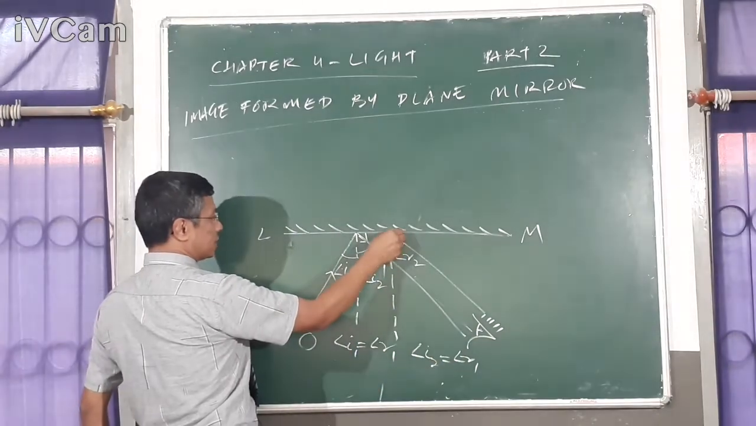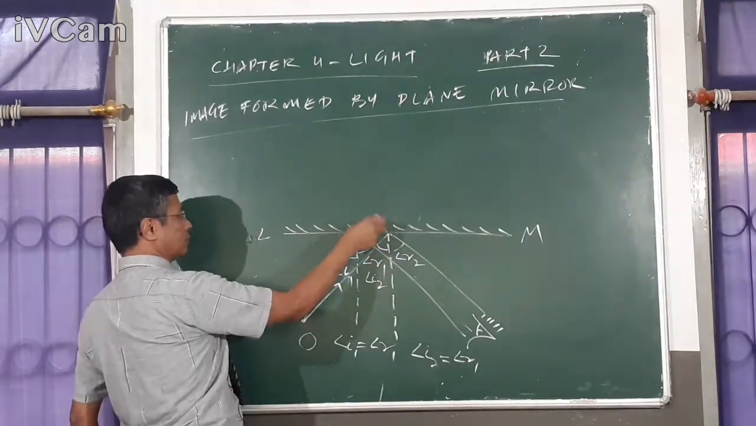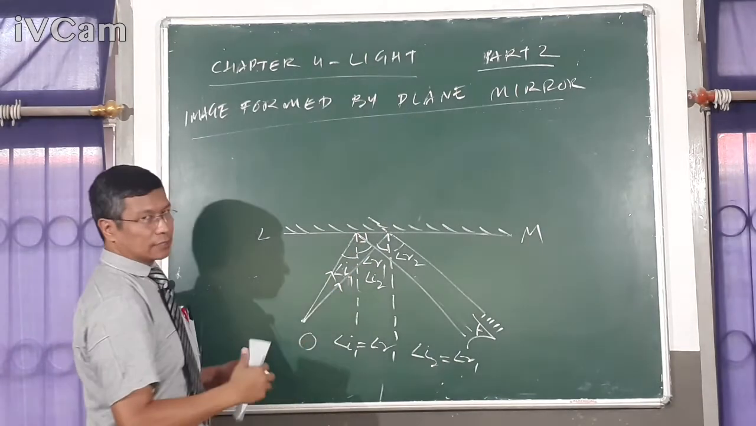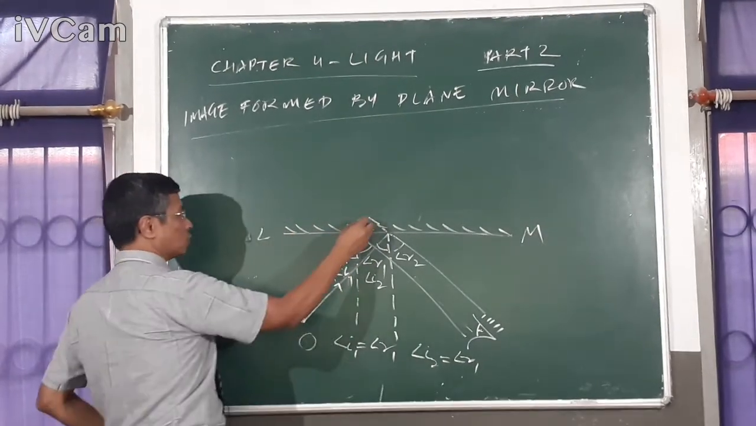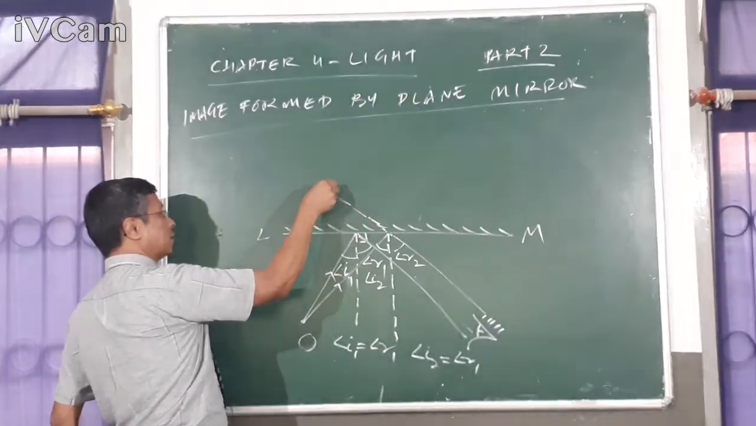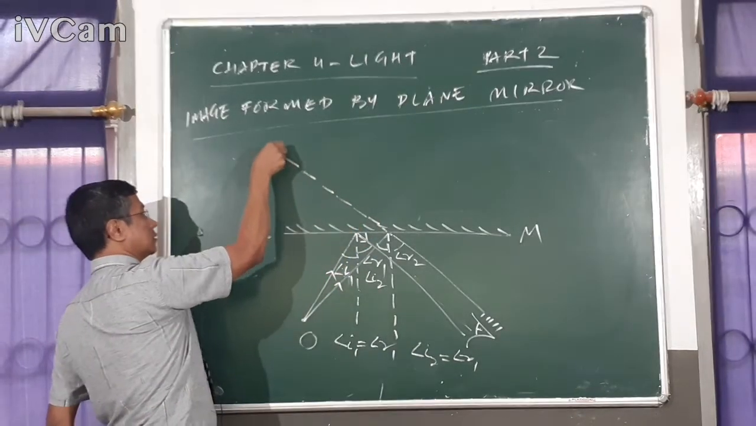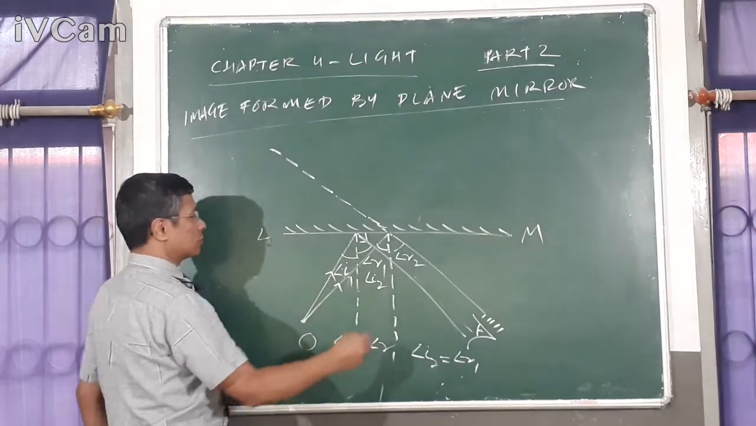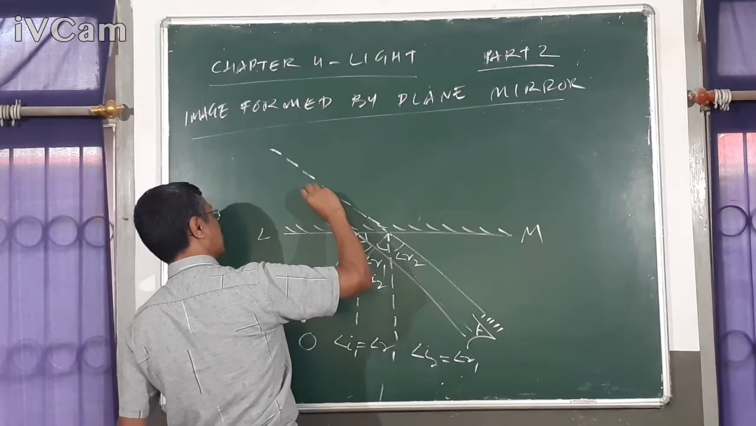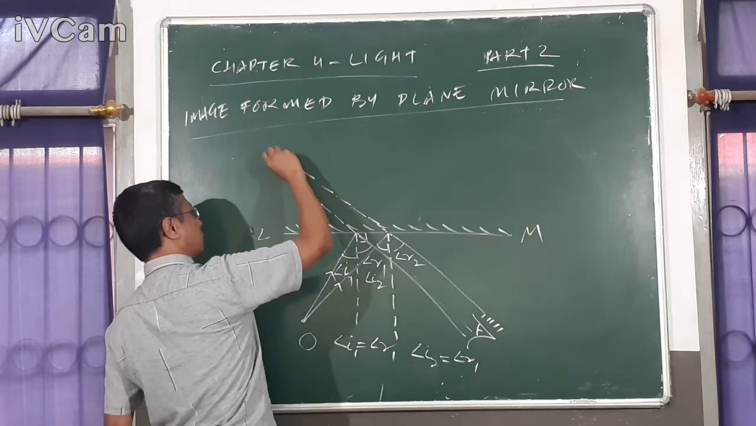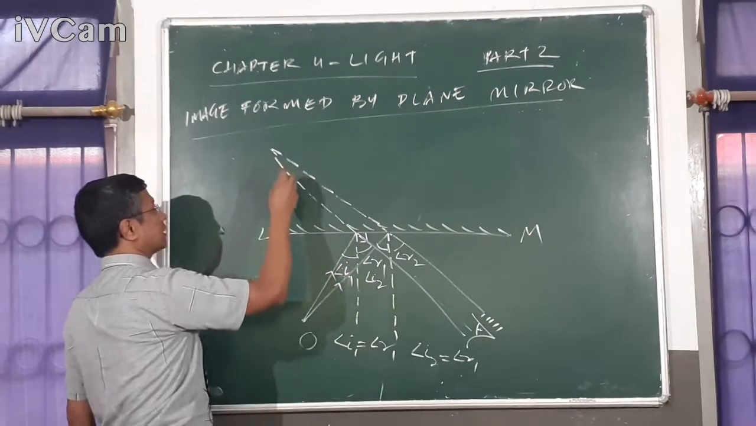Now these two rays, if you produce them backwards behind the mirror, see, the mirror is actually an opaque object, so the light really doesn't go behind the mirror. So we will use a broken line to represent the ray of light going backwards. If you join them, you will find that they meet at a point.